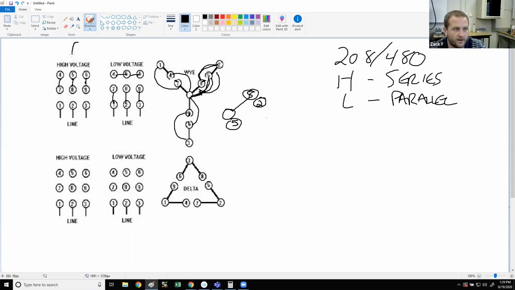So this configuration is Y high. This configuration is delta low. That's not right. Y low.